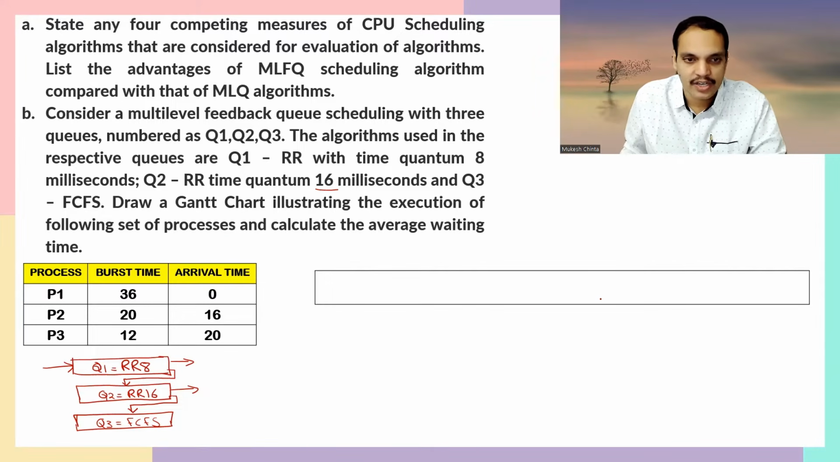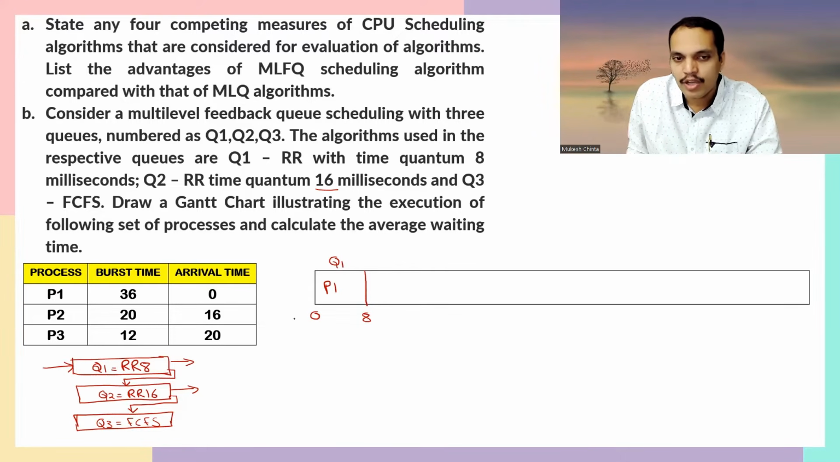So let me take a Gantt chart here. Once again, I put it from time 0. Now if you see here, there are 3 processes and only one process has arrived at time 0. At 0, there is only one process in the queue. So I assign the CPU to P1. Now in this case, P1 can be executed until 8 milliseconds, because at 8 milliseconds, P1 has to exit Q1. So this is the execution of P1 in Q1.